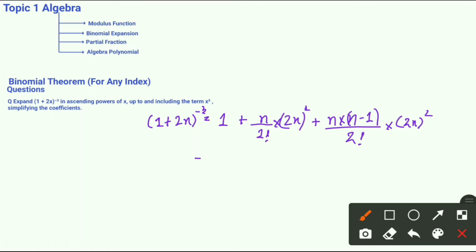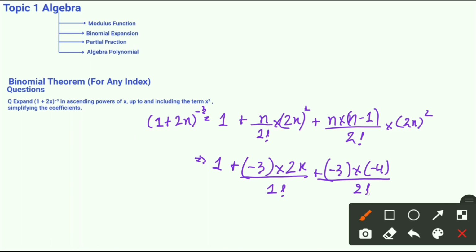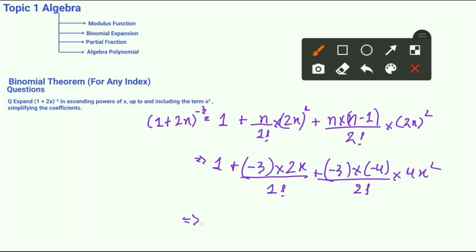Okay, now we're going to simplify it. So 1 plus, and since the value of n is minus 3, minus 3 multiplied by 2x upon 1 factorial, plus minus 3 multiplied by minus 4 upon 2 factorial multiplied by 4x squared. Try to simplify it one more time. 1 minus, 3 twos are 6, so minus 6x, and 3 fours are 12. Okay, 2 ones are 2, 2 twos are 4, 3 fours are 12, 12 twos are 24, so it's going to be 24x squared. This is the answer.